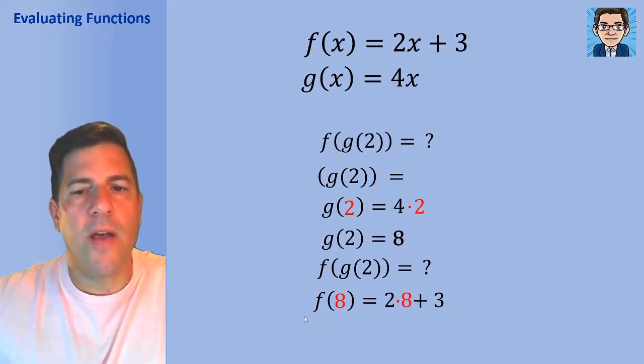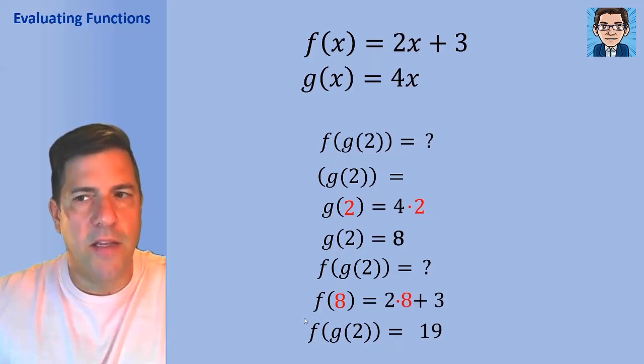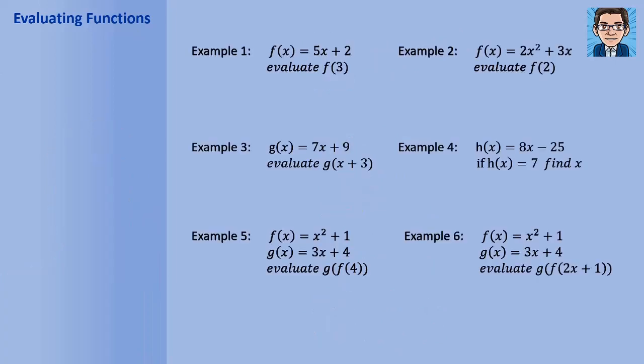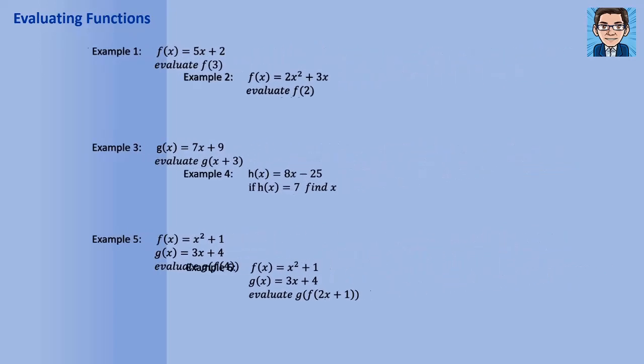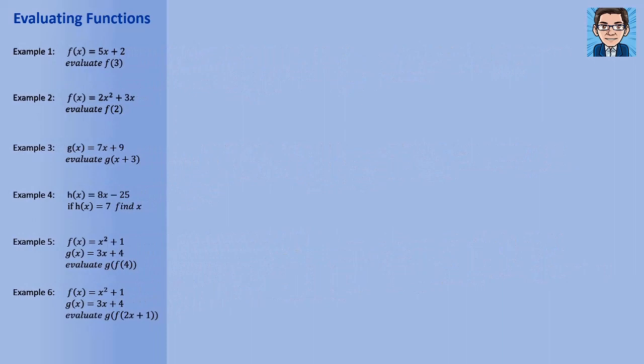And then we just simplify the math. 8 times 2 is 16. 16 plus 3 gets us 19. So that's how we would do a composite function. Okay, we have 6 examples of evaluating functions that we're going to go through. Let's take a look at the first one.